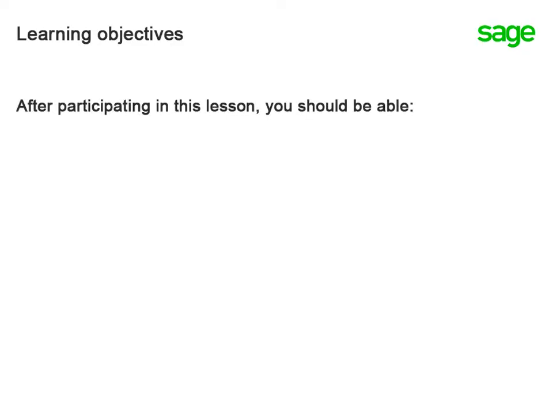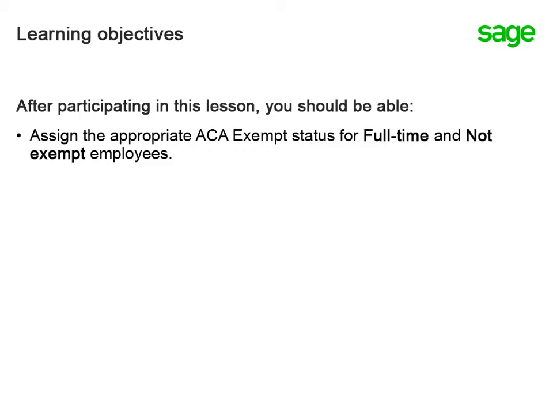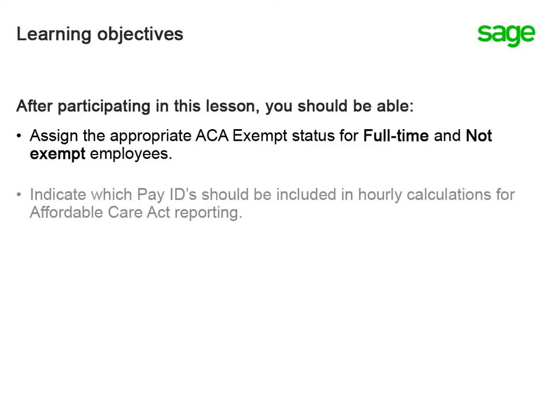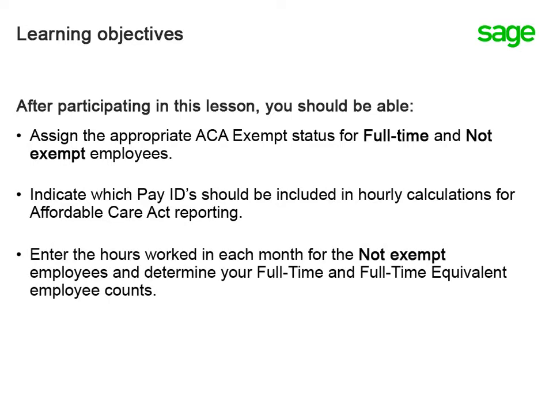After completing this lesson, you will be able to assign the appropriate ACA exempt status for full-time and not exempt employees. You will be able to indicate which pay IDs should be included in the hourly calculations for Affordable Care Act reporting. And you will be able to enter the hours worked in each month for the not exempt employees and determine your full-time and full-time equivalent employee counts.